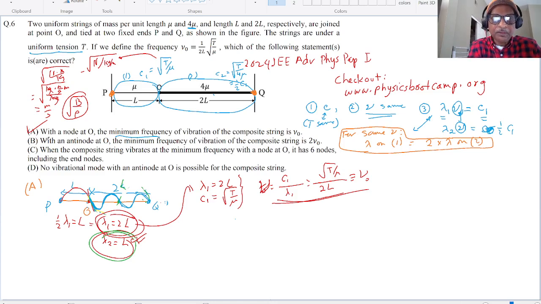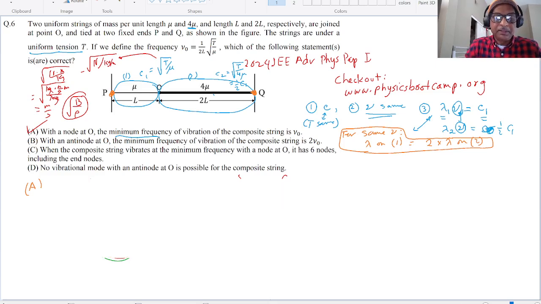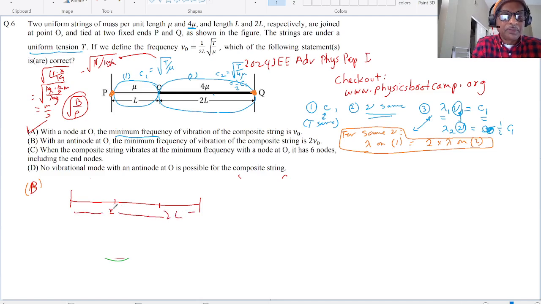All right. B is saying that if you try to put an anti-node over here, not a node, then you'll have a frequency 2 nu 0. We have to check that. Let me pause. Okay, I'll clean that, and let's redraw this picture. For B, I need to draw a different kind of picture. So this part is L, and this part is 2L. This is L. So it says to try to fit the longest wave, but you have to have an anti-node over here. Of course, these ends have to be nodes.